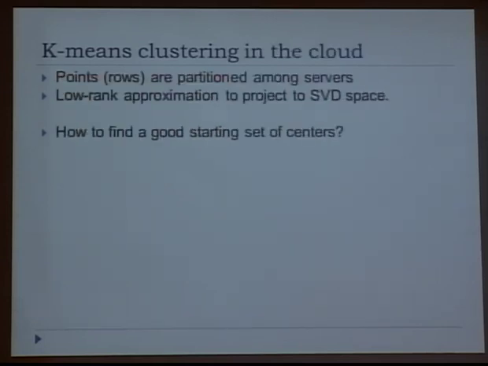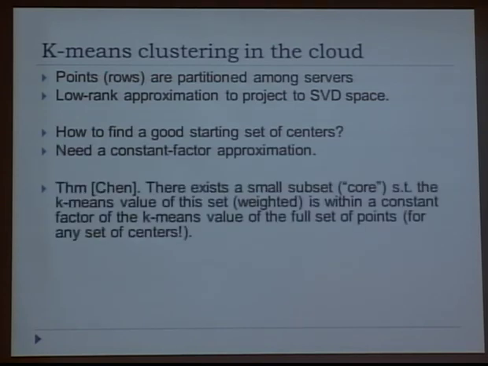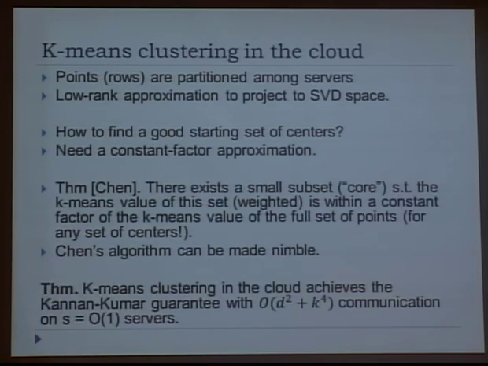all I'm going to say here is that you can do this in the cloud if you assume a row partition of the data. And the extra step we need besides the rank k projection, which I just covered, is being able to start with a good set of centers. And for that, we use the result of Chen, which says that indeed to compute a good set of centers, or to compute the value of a set of centers, you don't need to worry about the entire data set. There's a core set of small size, which you can use, which approximates the value for every subset of centers. And this core set can be found in a nimble way with little communication.